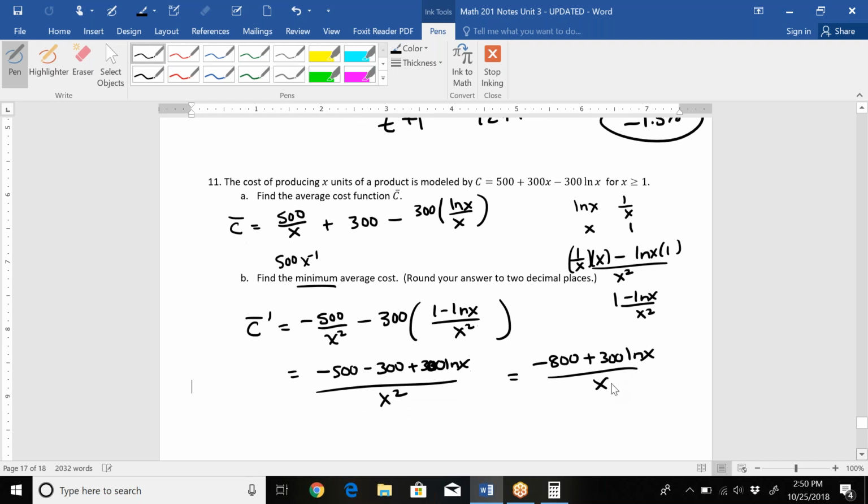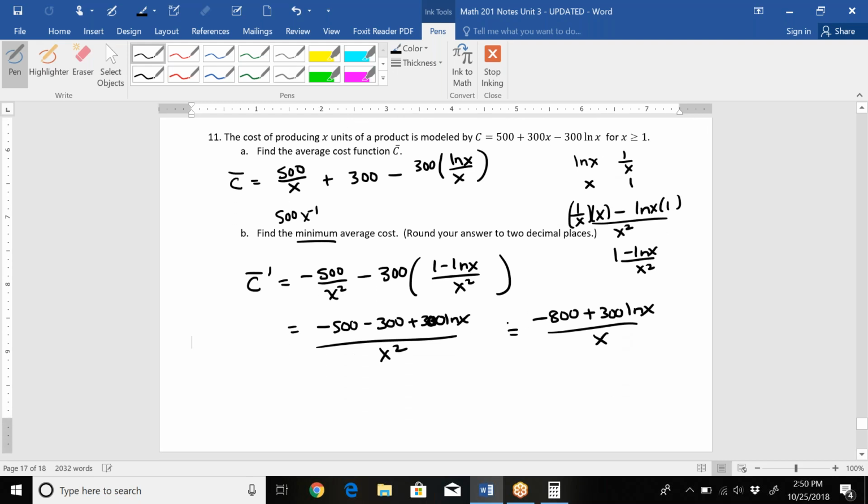The bottom equals 0 when X is 0, but that's not in our domain, so we can't consider that for a critical value, and it's undefined. So we have to look at just when the top is equal to 0. So negative 800 plus 300 natural log of X equals 0. That's 300 natural log of X equals 800, or natural log of X equals 8 over 3 if you divide them. So this is e to the 8/3 equals X. So we need to work that out, and I got 14.39 for the answer to that part.